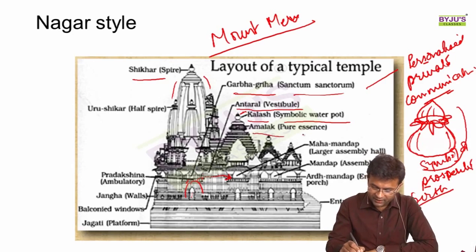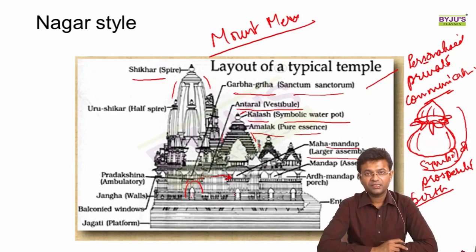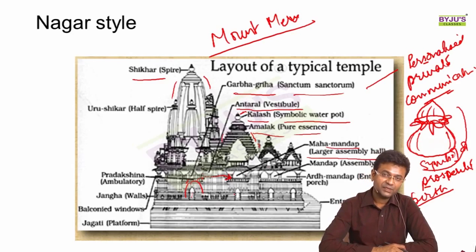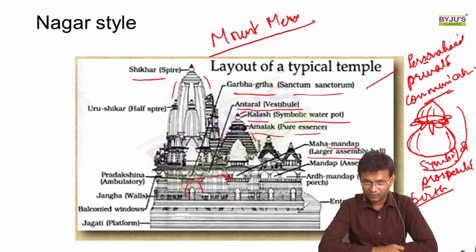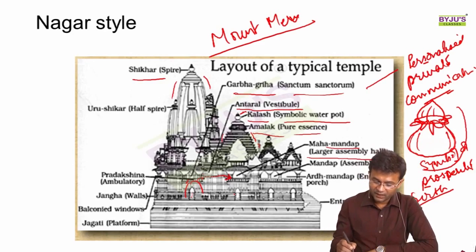Then comes the amalak, that is the pure essence. The amalak were these edges which were developing. Then the mahamandap, that is the larger assembly hall. Now in northern temples, you will find the assembly halls were not as huge, not as large as in southern temples. The reason was that southern temples also acted for certain community purposes. You will find most of the South Indian temples still have a Kalyan Mandapam, which was the place used for marriage ceremonies. Then we find the Mandap assembly hall.